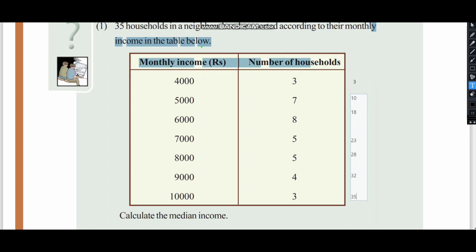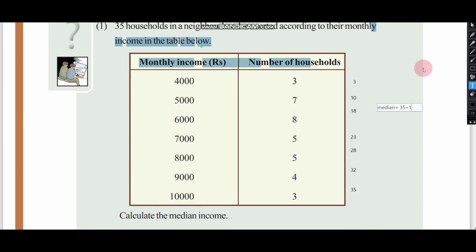So a total of 35 households are there. Then which is the middlemost here? Out of 35, which one is the median? If the number of observations is odd, median is the (n plus 1) by 2 th observation. Here what is n? 35. So 35 plus 1, and divide it by 2.